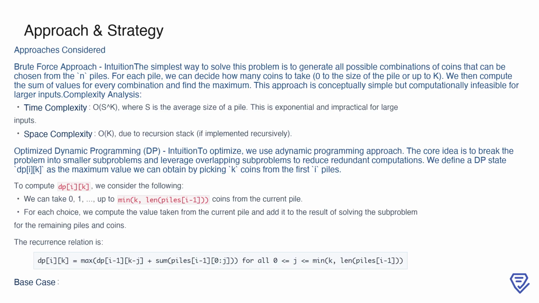To address these inefficiencies, we turn to an optimized dynamic programming approach. The key idea here is to break the problem into smaller subproblems and leverage overlapping subproblems, thus avoiding redundant calculations. We define a dp state, dp[i][k], as the maximum value we can achieve by selecting k coins from the first i piles. This state allows us to systematically compute the solution by considering all possible choices of coins from the current pile and combining them with already solved subproblems for the remaining piles.